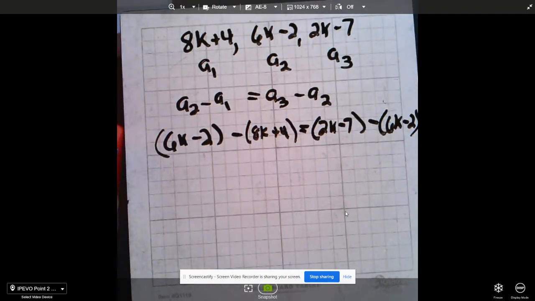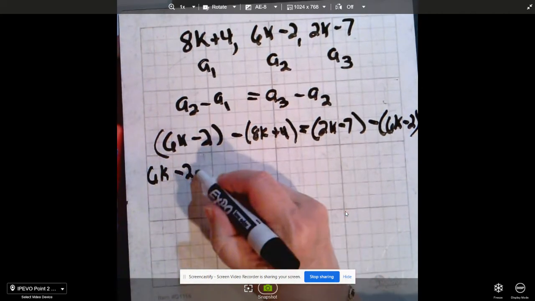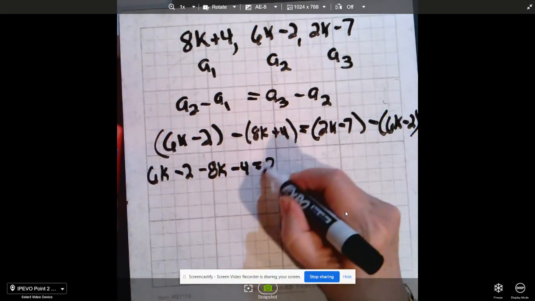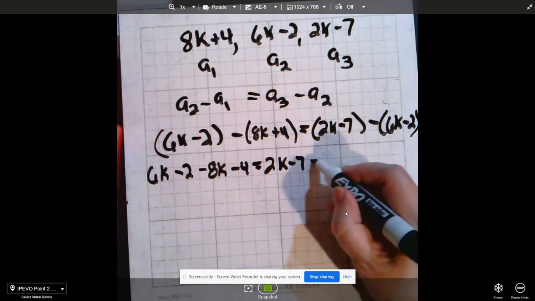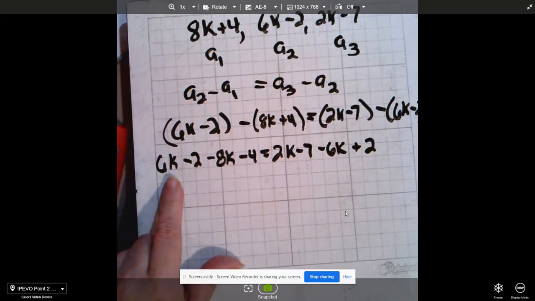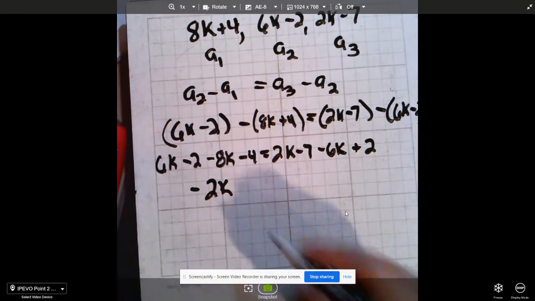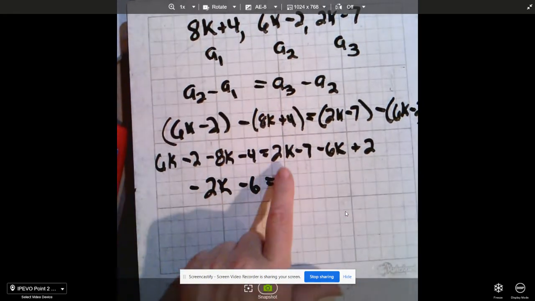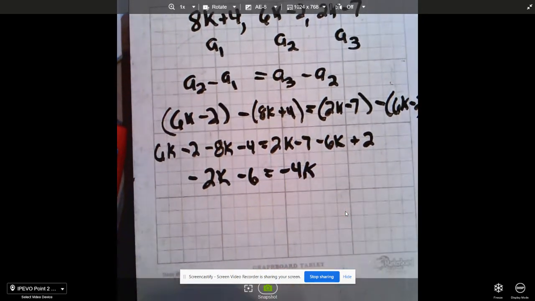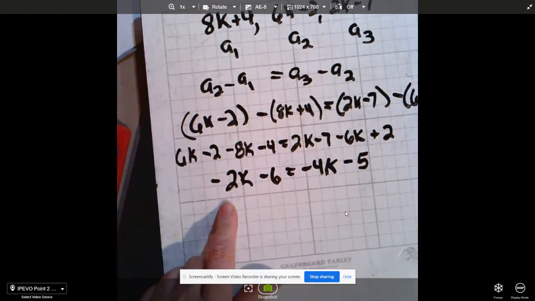All right, now let's just go ahead and simplify this whole mess. So 6k minus 2, I have to distribute my negative sign here. So I'm going to have 8k minus 4 equals 2k minus 7 minus 6k plus 2. Let's combine all of our like terms. 6k minus 8k will give me a minus 2k. Minus 2 minus 4 will give me a minus 6. 2k minus 6k will give me a minus 4k, and minus 7 plus 2 will give me a minus 5.